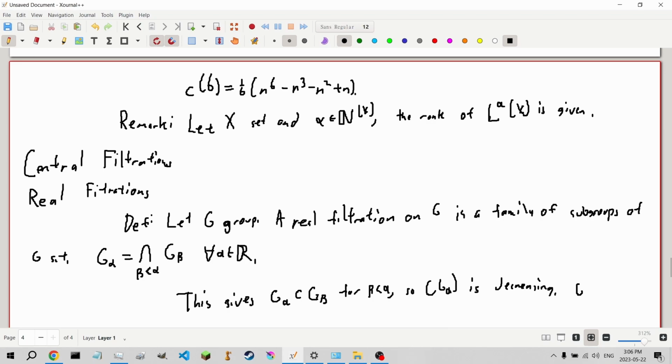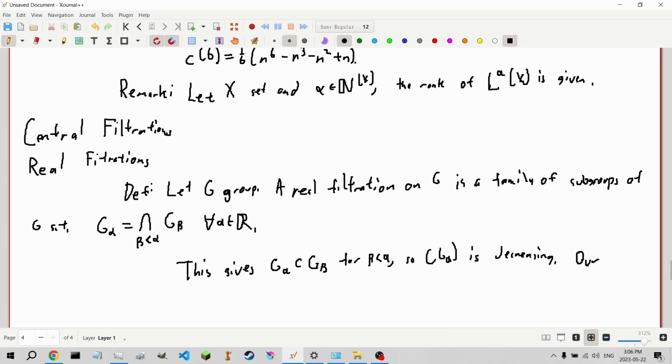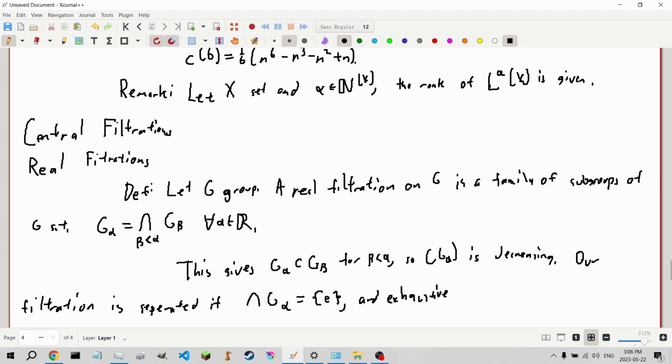Our filtration is said to be separated if the intersection of all G alpha is the identity, and is exhaustive, alternatively, if G is in the union of all G alphas.